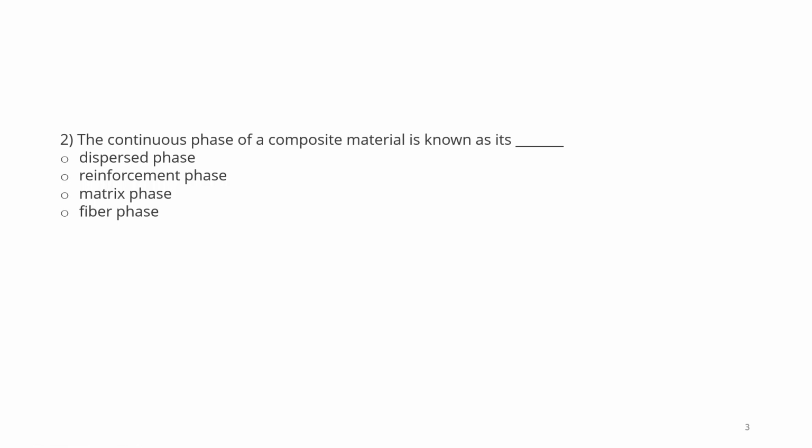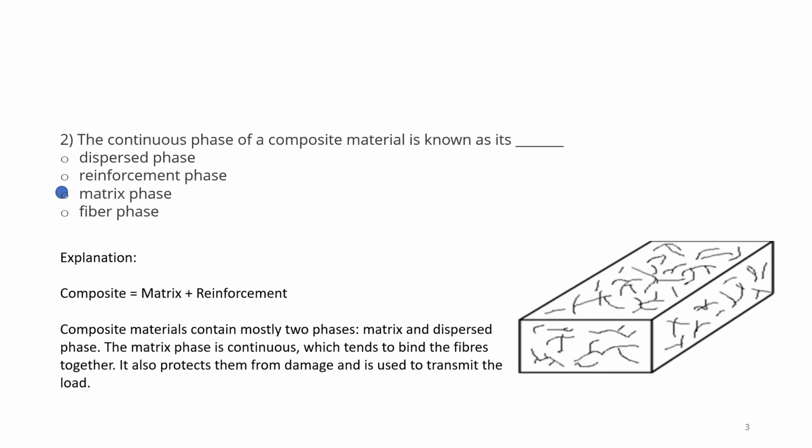Next question: the continuous phase of a composite material is known as its blank. You have to fill in the blank with options such as dispersed phase, reinforcement phase, matrix phase or fiber phase. The continuous phase of a composite material is known as matrix because it is continuous. Matrix is always chosen for the softer phase which is continuous. So the third one will be the correct option.